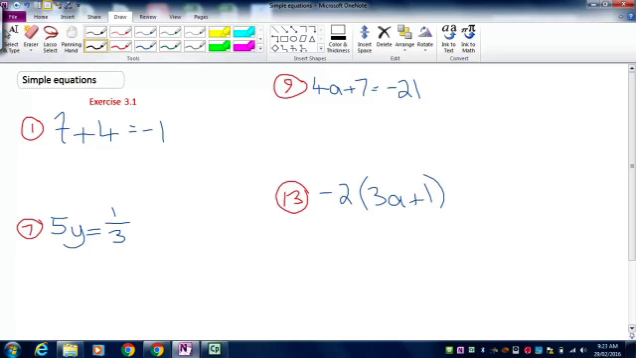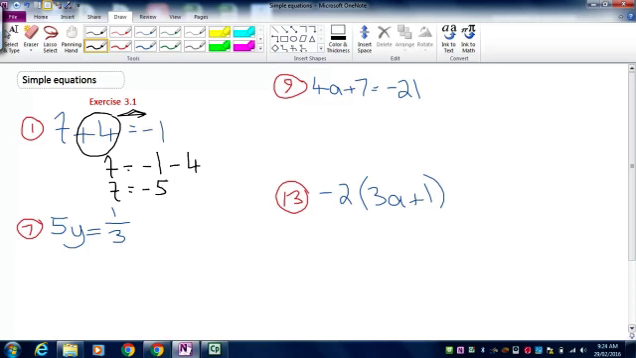In exercise 3.1, we're asked to solve some simple equations. In question 1, I simply need to move this positive 4 to the right-hand side of the equal sign. So the opposite of adding 4 is subtracting 4. So when I move that 4 to the right-hand side, the negative 1 was already there, and I subtract that 4, giving me t equals negative 5.